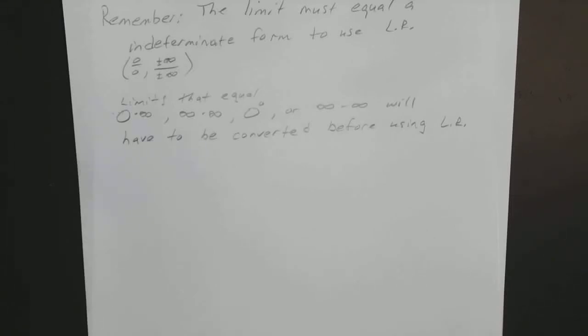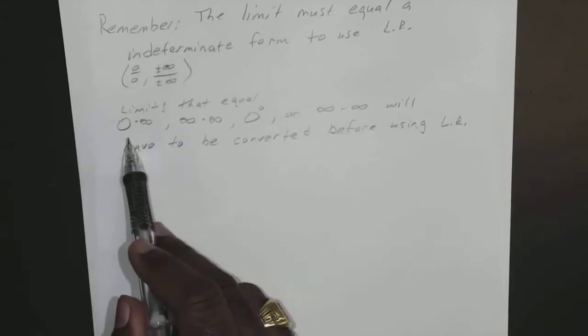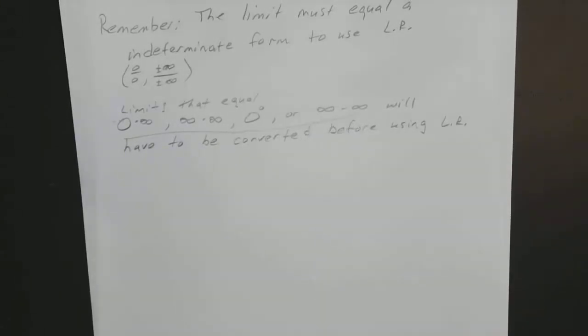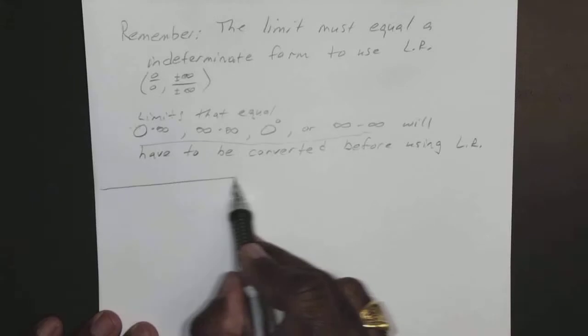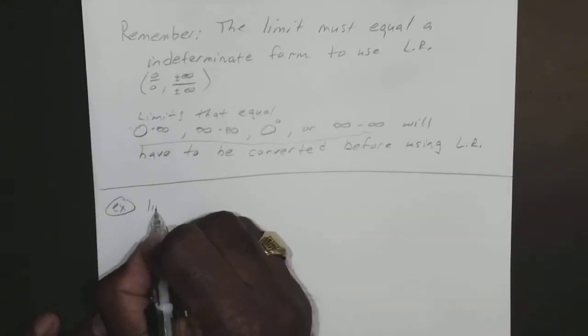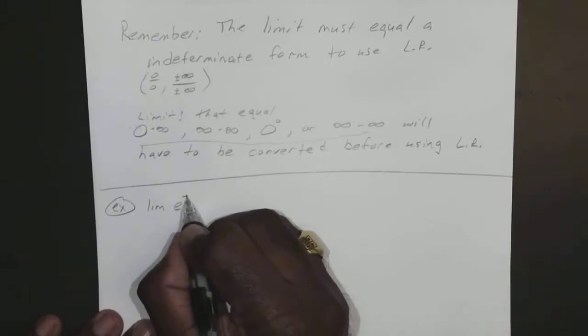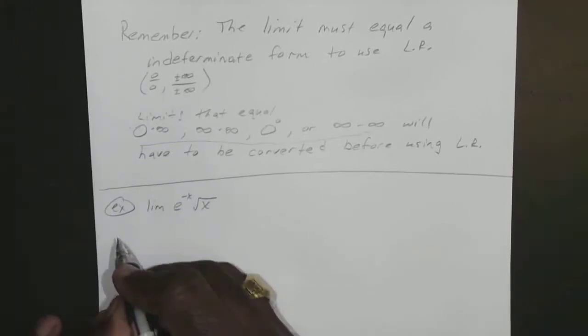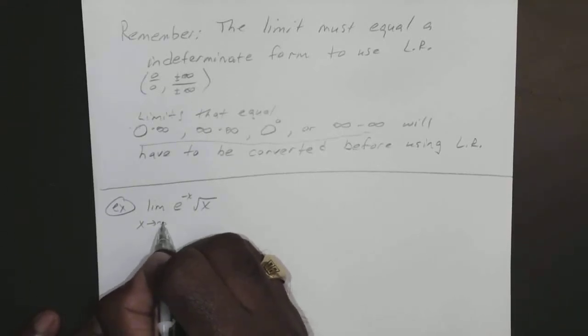So what do you mean by these ones would have to be converted? If you plug in your direct substitution and you end up with any one of these, you'd have to manipulate the function to make it equal infinity over infinity or 0 over 0. Okay, so let's say, for example, we have the limit of e to the negative x times the square root of x, as x approaches infinity.